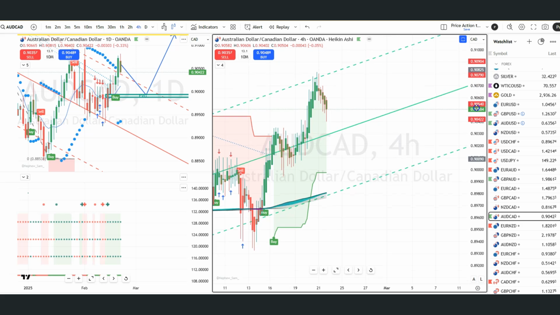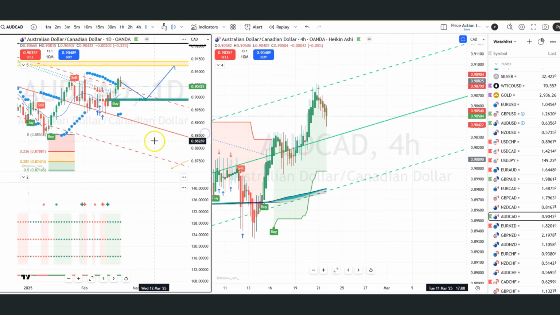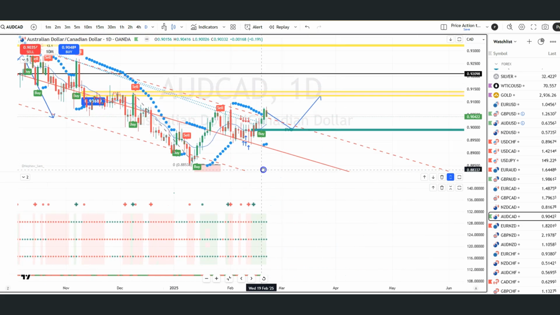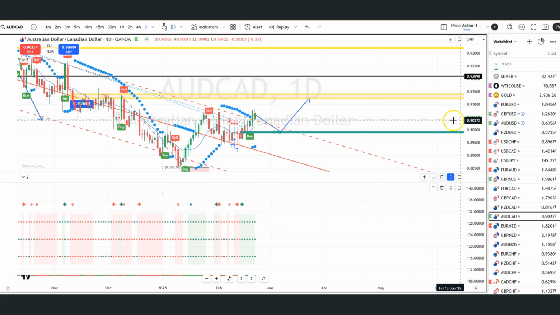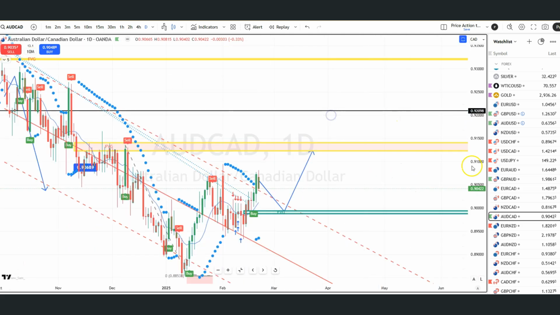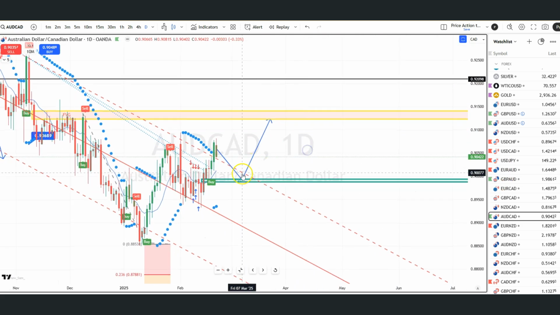Aussie Canadian, I've got this as parabolic. Yeah, it looks okay. Yep, that looks right. So we can see that any kind of pullback here, we've got all the buyers in, so that's fine. So we're likely to see a pullback down to 89.94 on the advanced pro charts, and then your target's going to be 91.20.